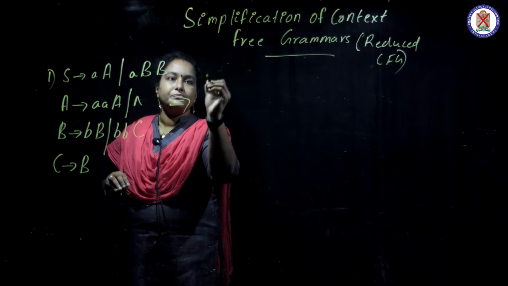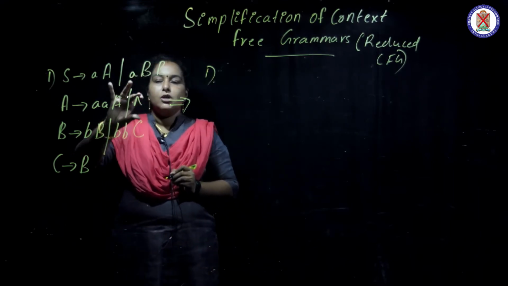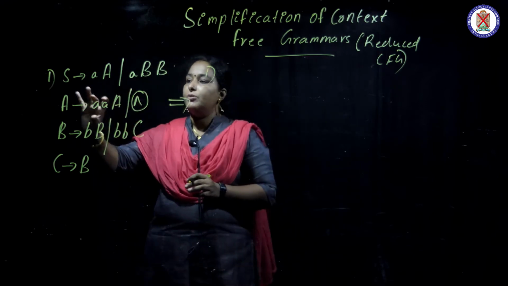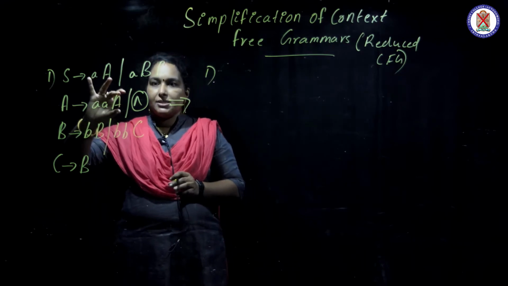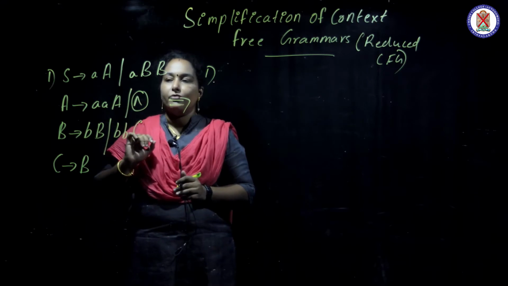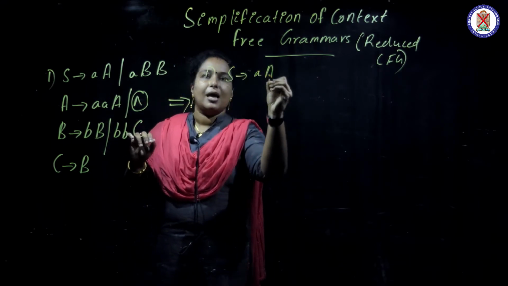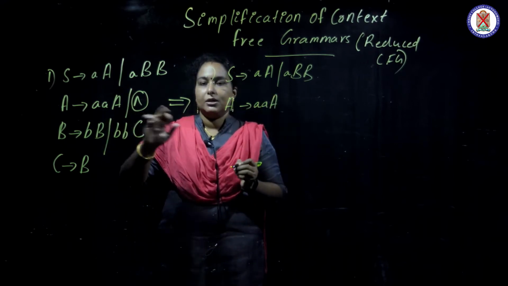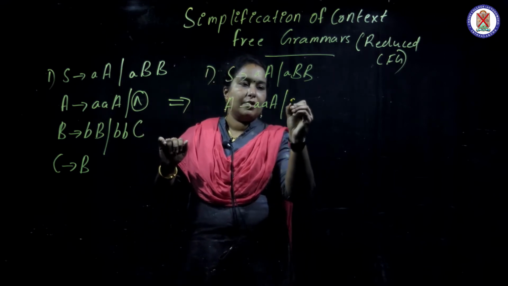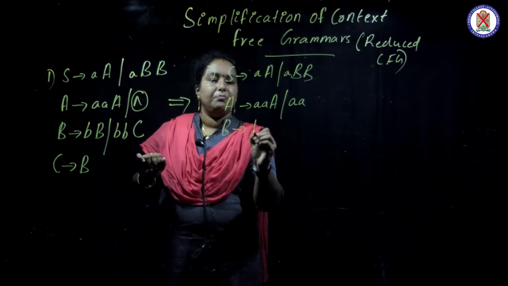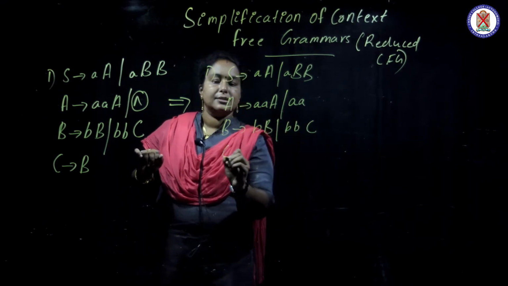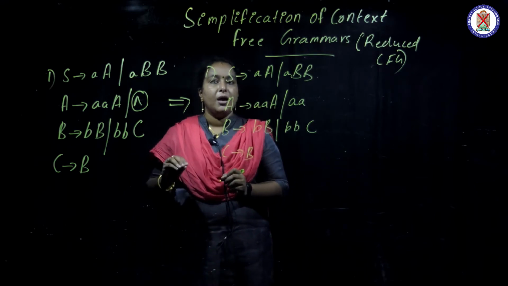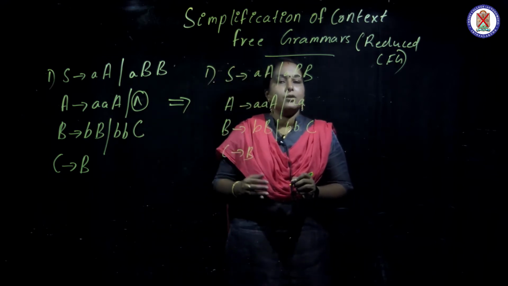So what will be the first step here? First, we must eliminate the null production. Wherever null comes, we preserve the rest and avoid the null. So S gives AA; I will write the starting production as it is. Then A gives A, preserving the remaining production and avoiding null. Then B gives B or BC, and C gives B. So in the first step, we have avoided the null production. In the reduction of a context-free grammar, the first step is the removal of the null production.